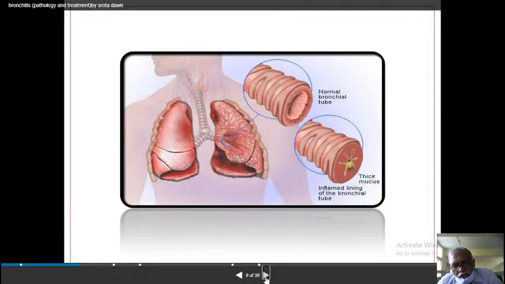You see the normal bronchial tube with a good caliber of the bronchi, and then you see the abnormal bronchial tube with muscular hypertrophy and narrowing of the lumen on the affected side.